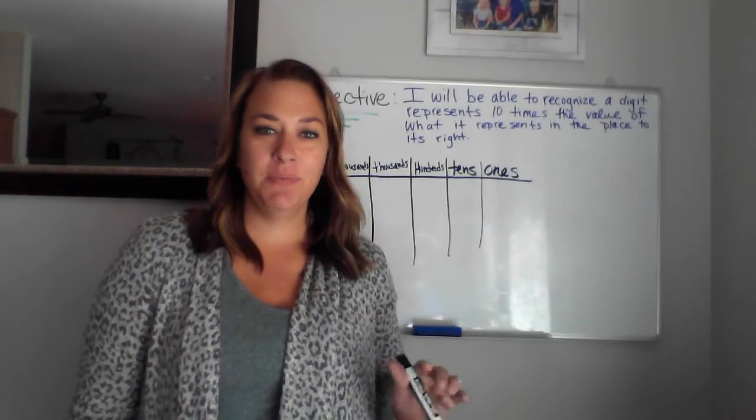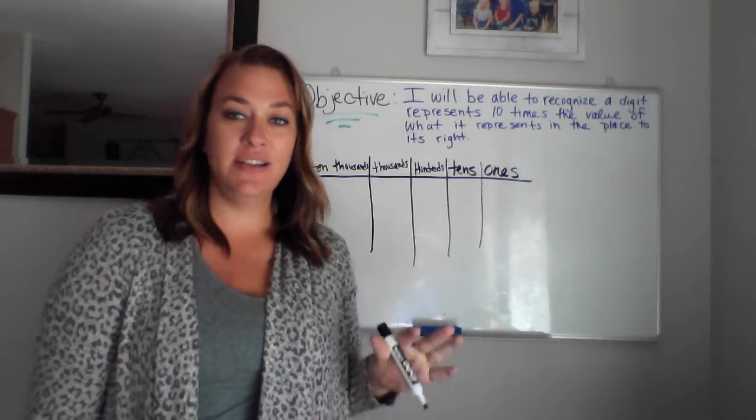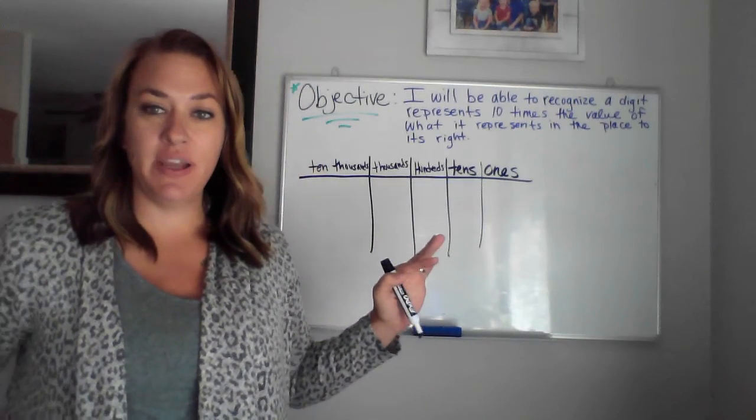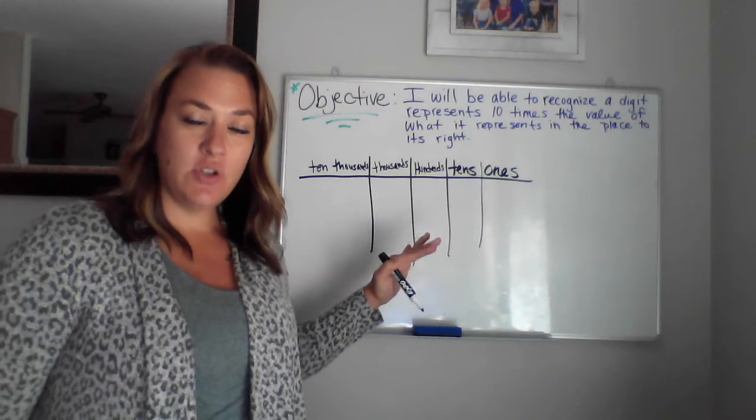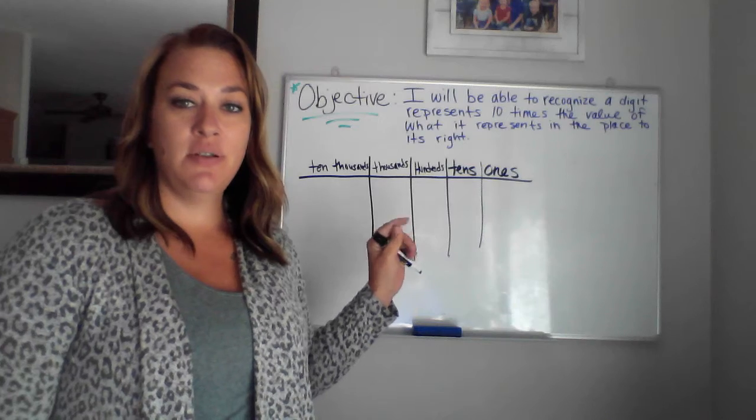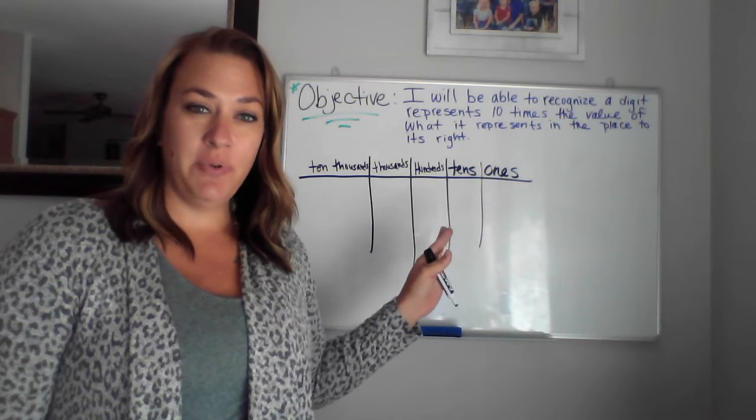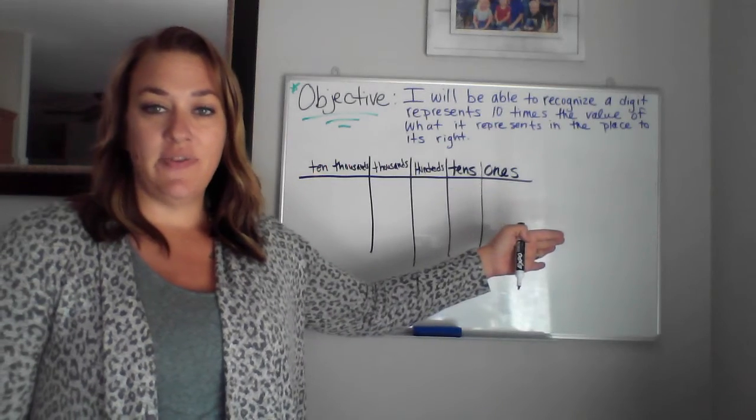All right, guys, here we go with module 1, lesson 2. It's going to tie into what we were just talking about in module 1, lesson 1 with our place value chart and our 10 times more, 10 times less. Today, we're going to move left and right on our place value chart, which means we're going to be multiplying and we're going to be dividing.